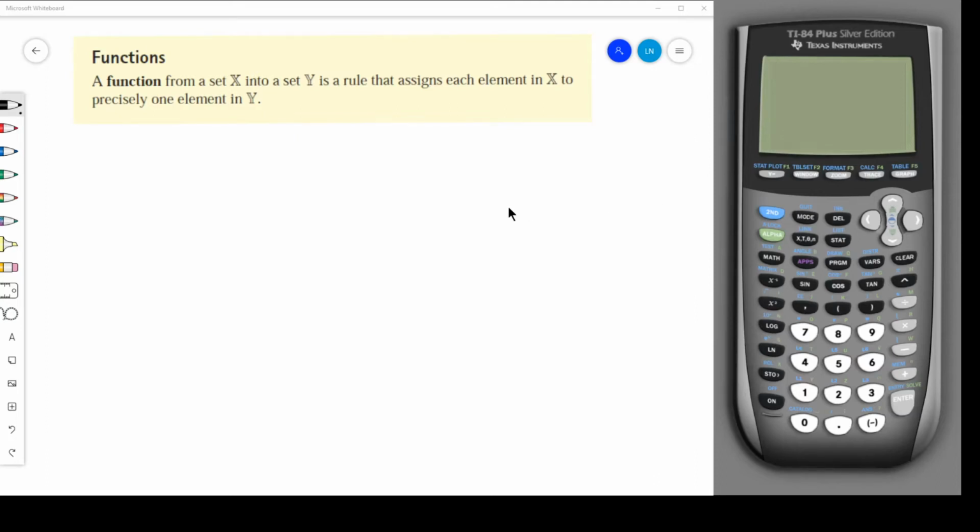Okay, so today's lesson is functions. And what I have up on the board here is our basic definition of what a function is. A function from one set X to another set Y is a rule that assigns to each element of X precisely one element of Y.